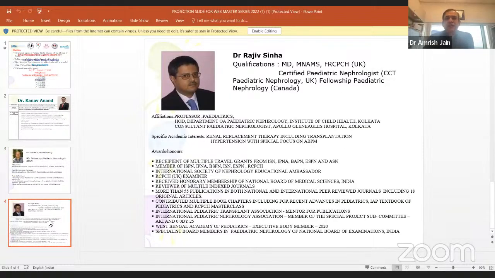So Dr. Rajiv Sinha is the professor of pediatrics and head of the Department of Pediatric Nephrology, Institute of Child Health, Kolkata. And he's a consultant pediatric nephrologist in Kolkata. He is recipient of multiple travel grants from ISN, IPNA, and he's also part of the International Society of Nephrology Educational Ambassador. He has contributed to multiple book chapters published in the IAP textbook of pediatrics. He has also been a mentor for publications in the International Pediatric Transplant Association. We are really proud to have you here, Dr. Sinha. We are looking forward to your talk.